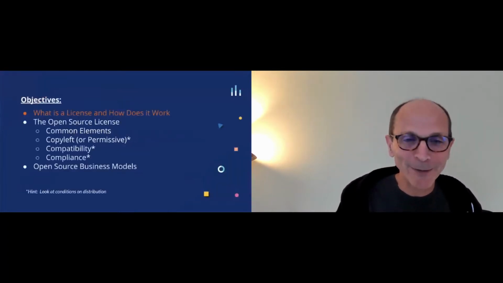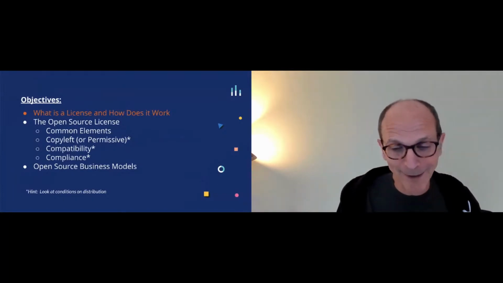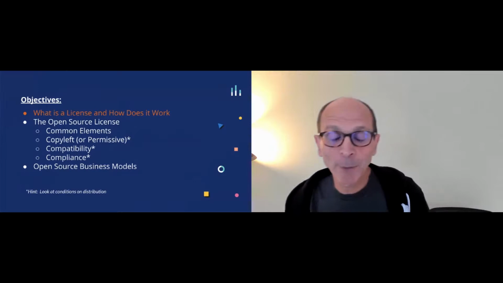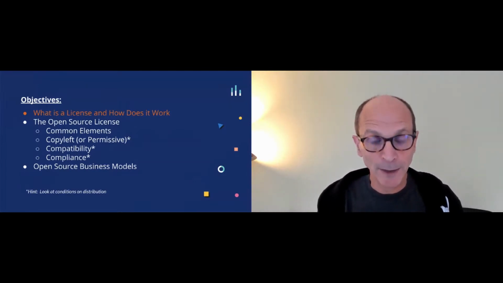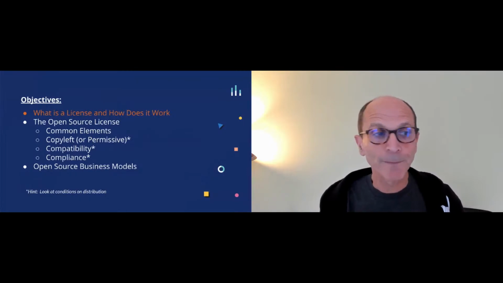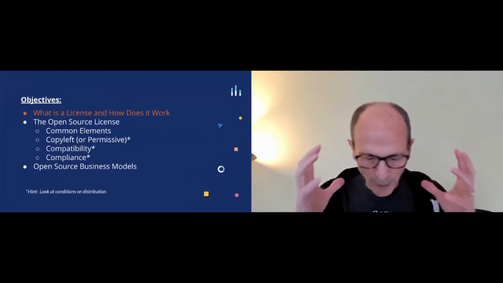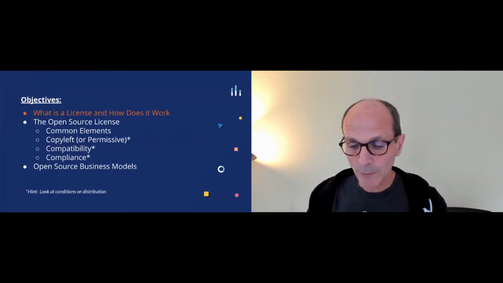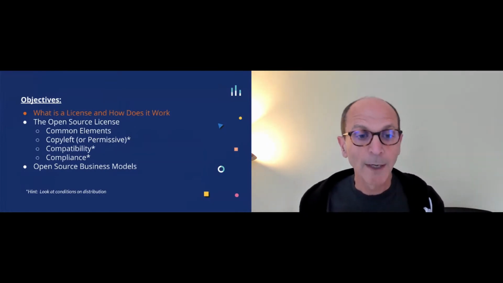We'll talk about a few objectives here. So I'm going to get to some real basics, like what is a license and how does it work? And then we'll talk about the open source license itself, some of the common elements that apply across all licenses. We'll touch on this notion of copyleft. And I cringe when I hear people talk about viral code. So we should always refer to it as copyleft, and we'll talk a little bit about what that means.